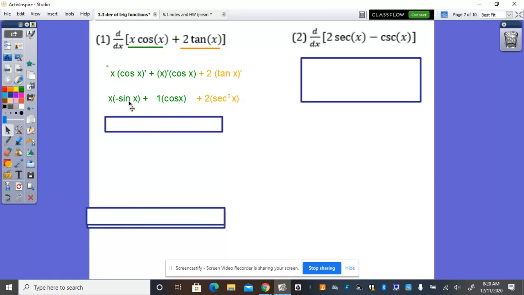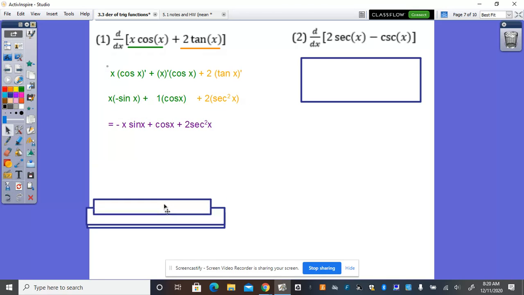So the derivative of cosine x is negative sine x. The derivative of x is just 1. And the derivative of tangent x is secant squared x. And then in my final answer, I just simplified that a little bit. So we can rewrite this first term as negative sine x. And you can just look at the rest there.